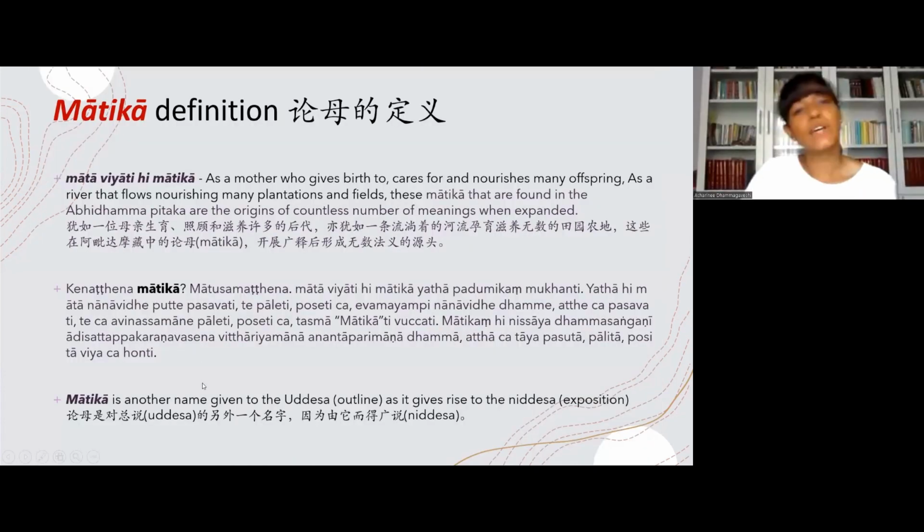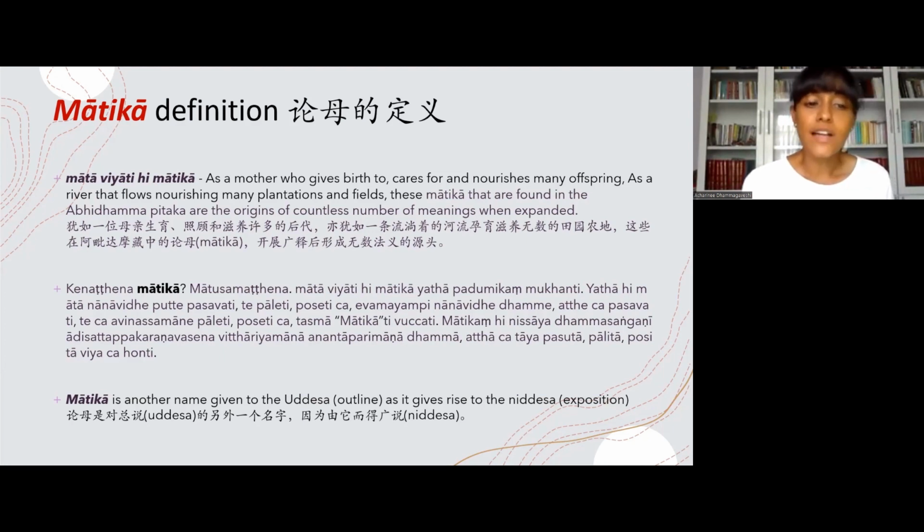So first we will look at the definition of the word Mātikā. Mata vyatihi Mātikā. This is how it is given in Pali. It means a mother who gives birth to, cares for, and nourishes many offspring, or a river that flows, nourishing many plantations and fields. These Mātikā that are found in the Abhidhamma Pitaka are the origins of a countless number of meanings when expanded. In other words, these Mātikās are like mothers giving birth to many meanings when they are expanded.